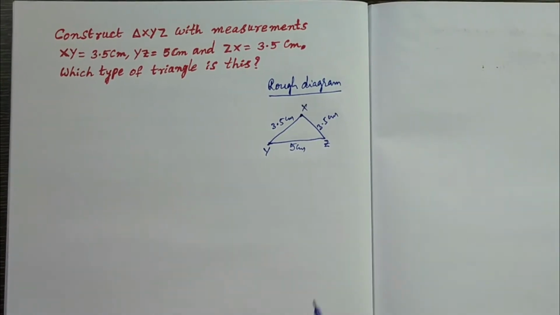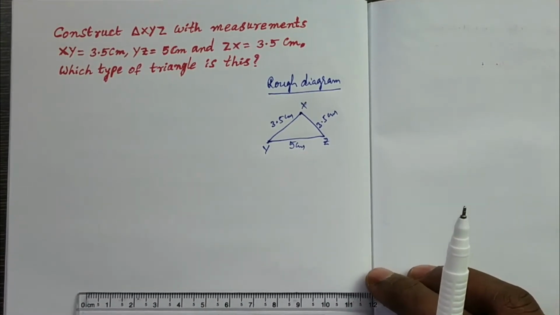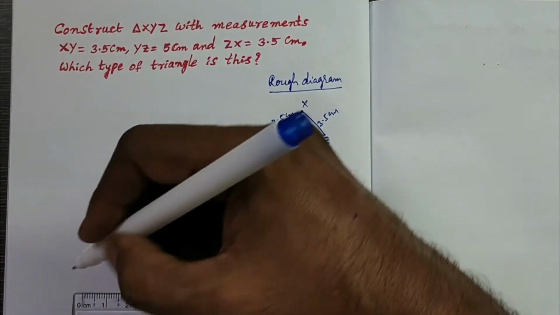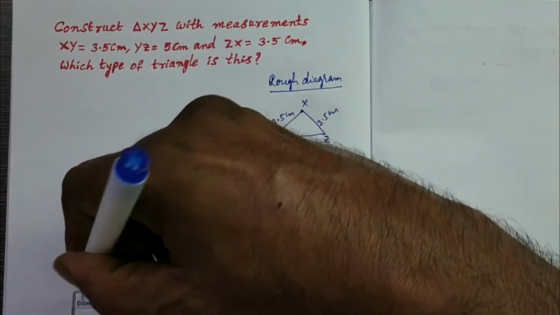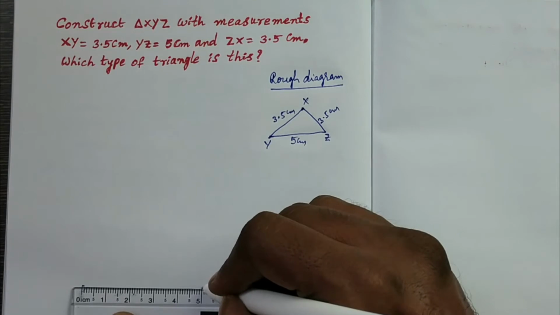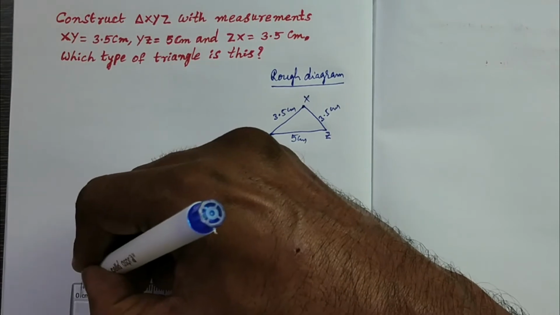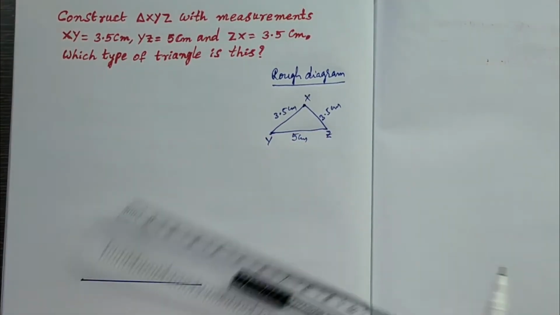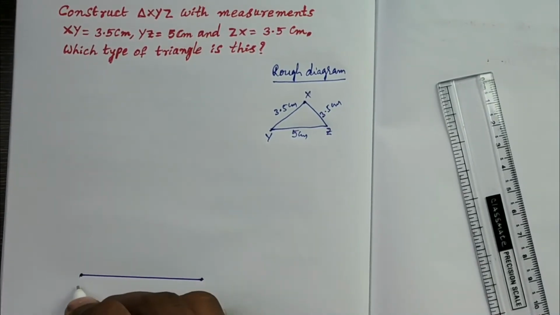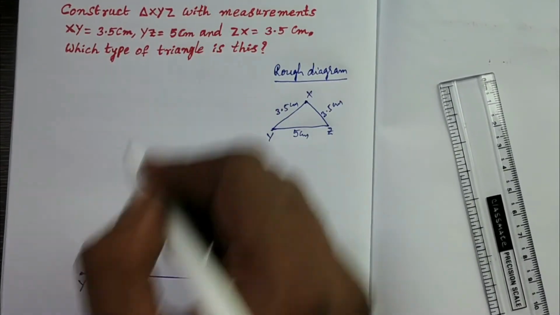First take YZ as base, that is 5 centimeters. So take a scale and keep a point at 0 like this, and keep another point at 5 centimeters. This is 5. So join these 2 points. So this is the line segment with length 5 centimeters. So take Y and Z as the vertices of YZ. So the length of YZ is 5 centimeters.